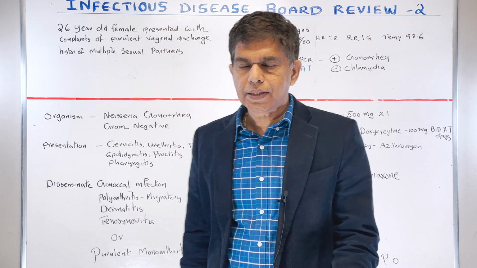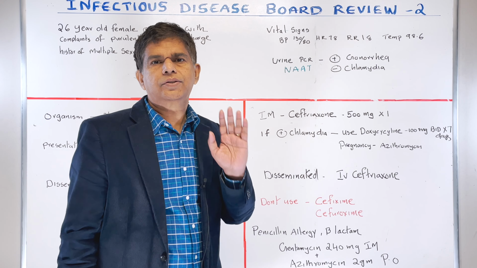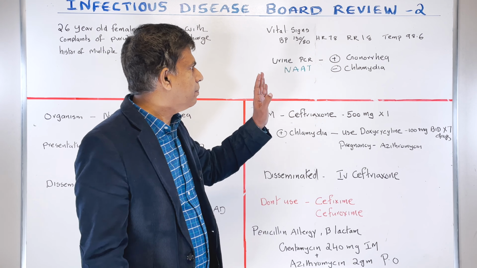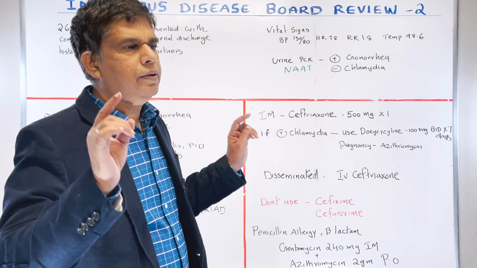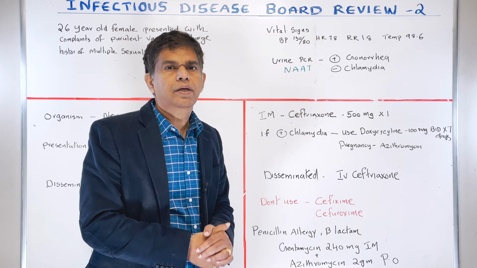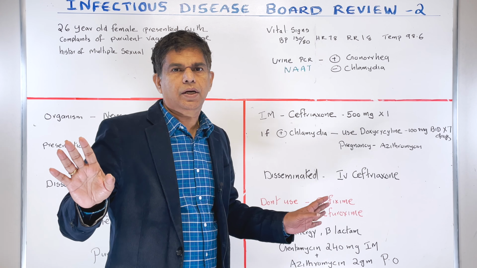Now, let's look back and see what questions you can expect. The board is going to ask how to treat it. That's what they need to know. They probably ask only about gonorrhea treatment. What is the treatment for gonorrhea? If you have an outpatient come in, you should give IM ceftriaxone 500 milligrams times 1, and you're done.